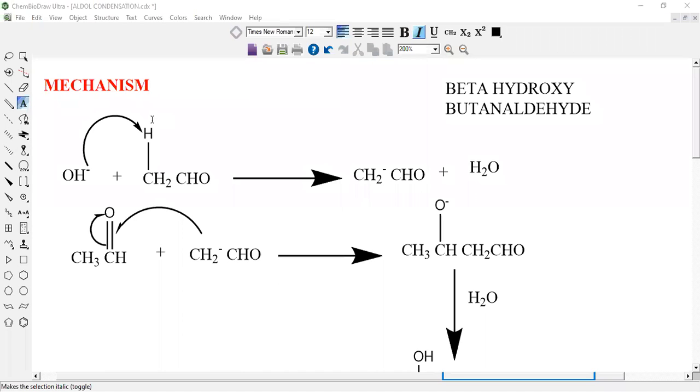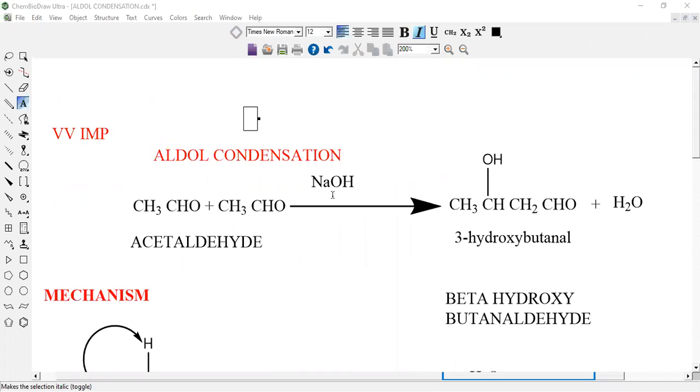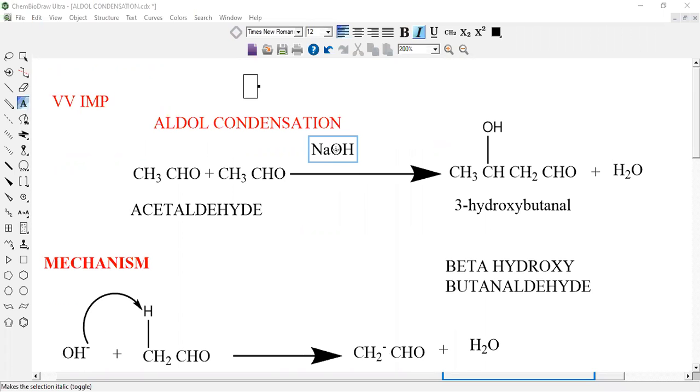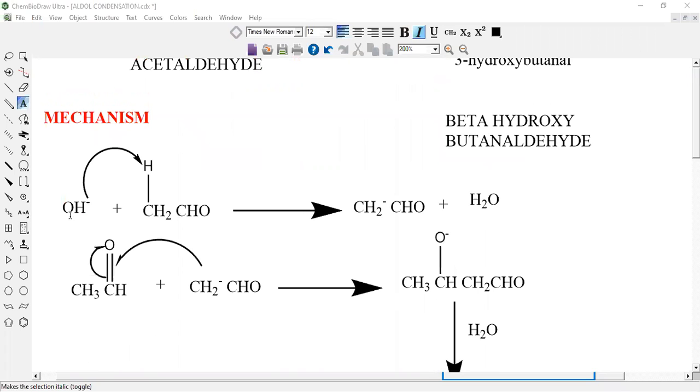This is called acetaldehyde, isn't it? This is nothing but CH3CHO. And in this reaction you have sodium hydroxide. In the sodium hydroxide there will be OH minus also present. This OH minus ion will absorb the hydrogen from the acetaldehyde, because this is an alpha carbon, and the hydrogens present on the alpha carbon adjacent to the carbonyl carbon have acidic nature. That's why this H plus ion, this hydrogen, will be taken by the OH minus and converted into H2O.